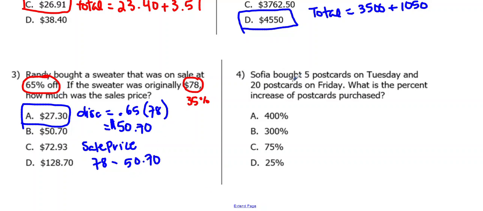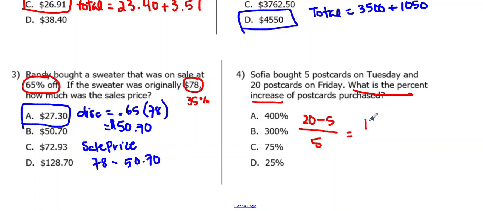Okay, number 4, this is a rate of change, or a percent of change. What's a percent of increase? Okay, so the first thing we want to do is take the amount of change. So she has 20 and 5 over the original. Okay, the first day she bought 5, a couple days later, she bought 20, so the original is 5.